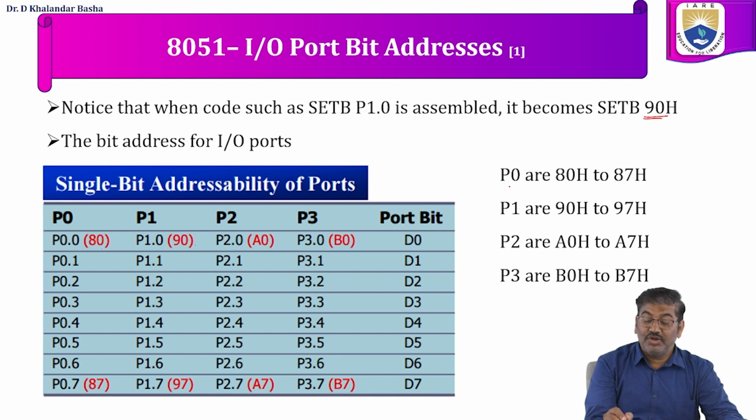So port 0 has bit addresses from 80H to 87H, whereas for port 1 it is 90H to 97H. For port 2, A0H to A7H, whereas for port 3, B0H to B7H.